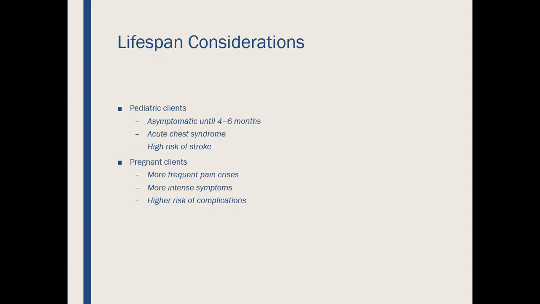All right, so your lifespan considerations. For your pediatric clients, they may be asymptomatic until 4 to 6 months. Most that just have sickle cell trait never have a crisis. Pediatric clients are at risk for acute chest syndrome, which we just talked about, chest tightness and shortness of breath. They're at high risk of having a stroke, so 10% will develop strokes.